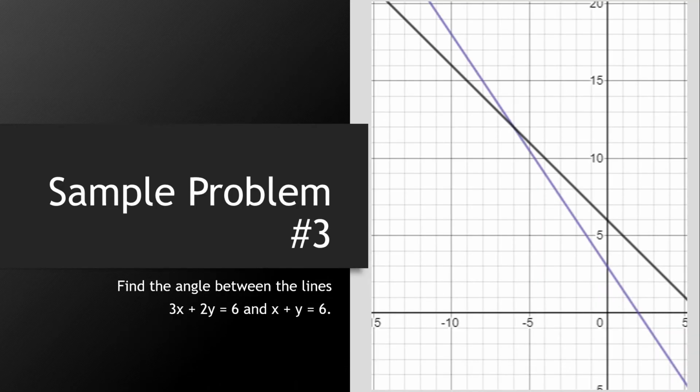Sample problem number 3: find the angle between the two lines. I already graphed the two lines, 3x plus 2y is equal to 6 and x plus y is equal to 6. So the angle should be this acute angle, not this one, not this one, this one. Okay.